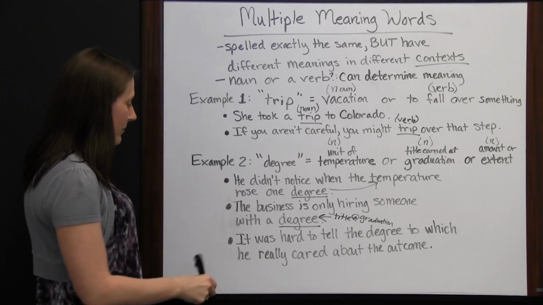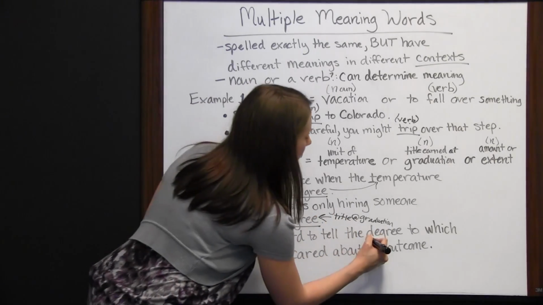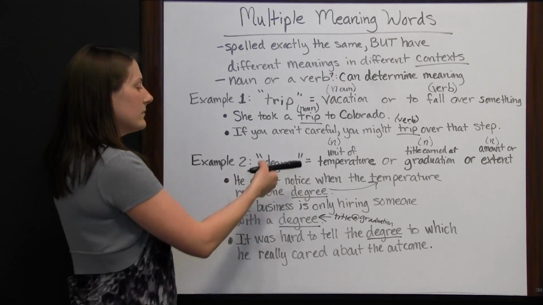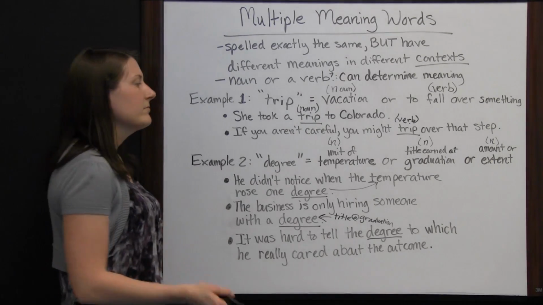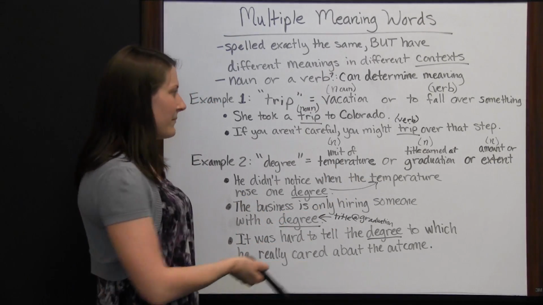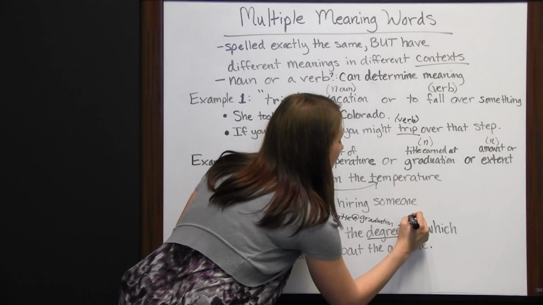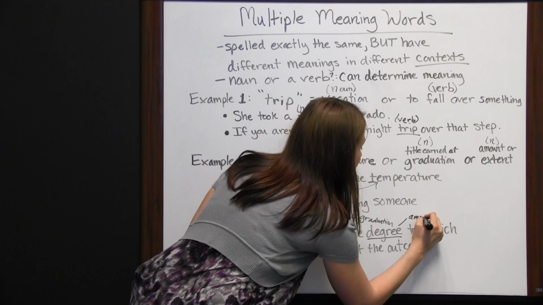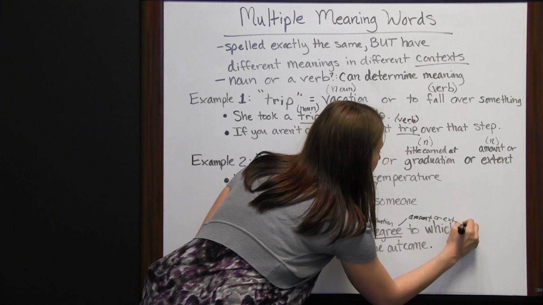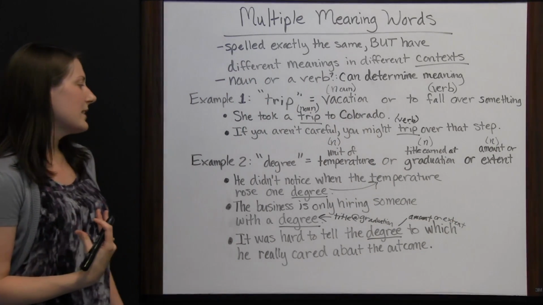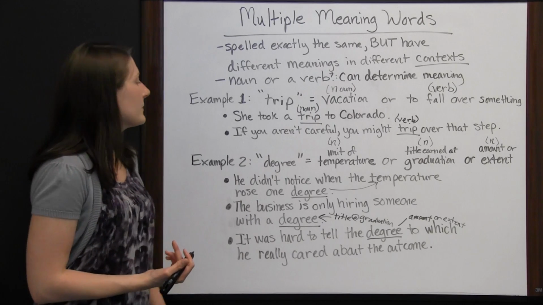And then our last example: it was hard to tell the degree to which he really cared about the outcome. And this one, was it hard to tell the temperature to which he cared about the outcome, the title earned at graduation, or the amount or extent to which he really cared? And in this one, it's the amount or extent to which he cared. Maybe he didn't care that much about this, and so it was hard to tell, or maybe he was keeping his emotions inside, and so it was still hard to tell the degree to which he cared.